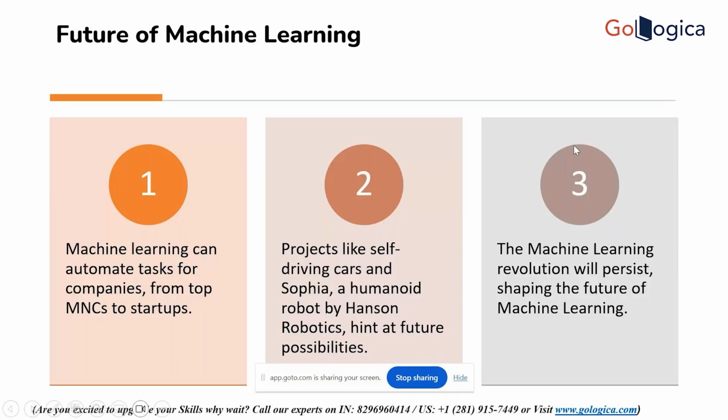So, what is the future of machine learning? Is it harmful for humans or will it take the jobs of humans? Machine learning can be a competitive advantage to any company, be it a top MNC or a startup. Things that are currently being done manually will be done tomorrow by machines. With the introduction of projects such as self-driving cars, Sophia, a humanoid robot developed by Hong Kong-based company Hanson Robotics, we have already got a glimpse of what the future can be. The machine learning revolution will stay with us for long, and so will the future of machine learning.